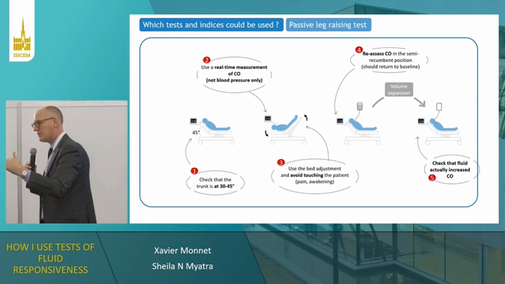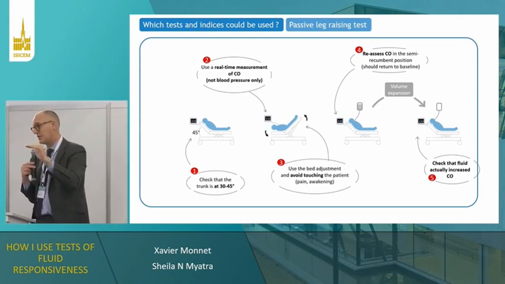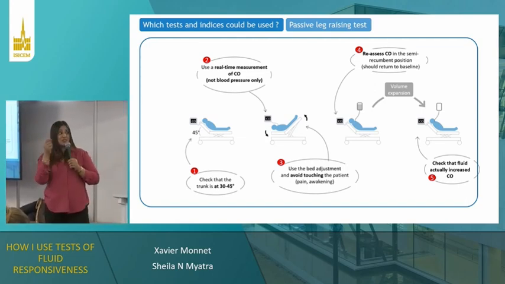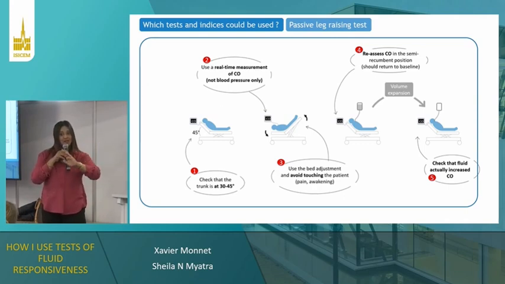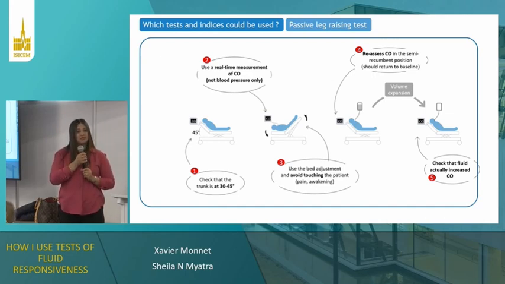Because if the patient is very unstable, you will see that cardiac output does not go back to the same value. Absolutely. This is the reason I asked how many do it, because he's told you the precise technique of doing it. Move the bed and not the patient. Start from semi-recumbent. Wait for the cardiac output to come back. Use real-time cardiac output monitoring. All these are very, very important things to keep in mind while doing the test. And that's the first point I wanted to insist on.